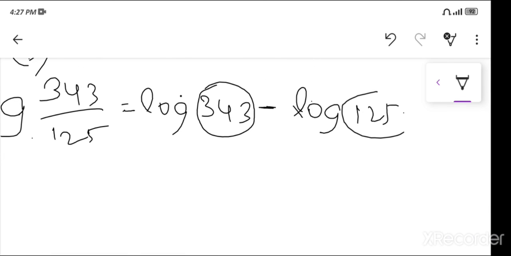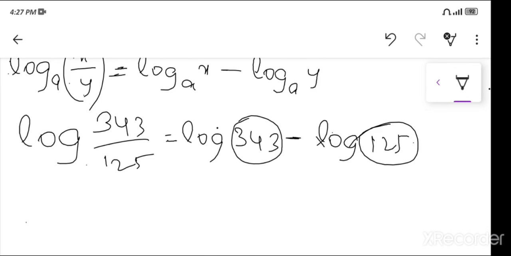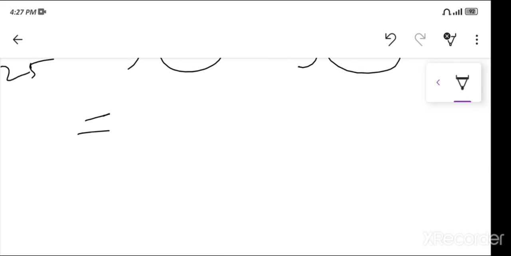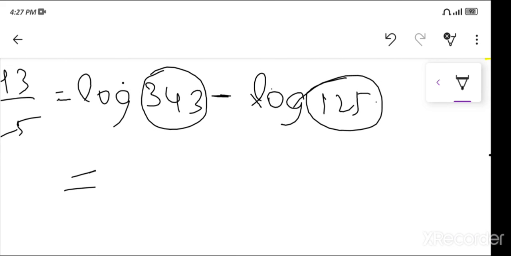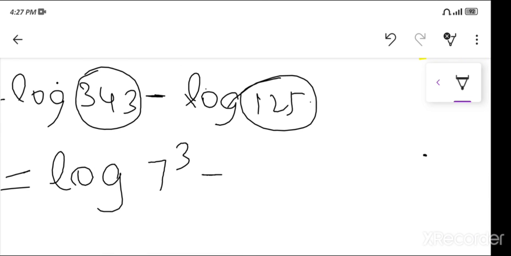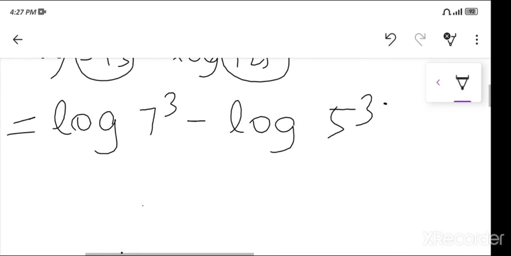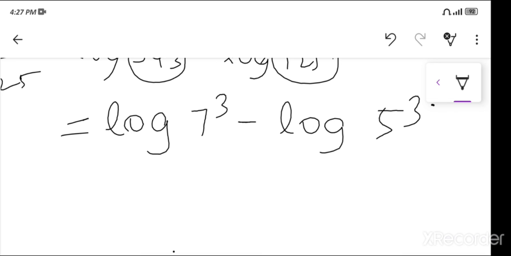Now you need to convert both numbers into powers. For that, I'm going to see which is a perfect cube. I can write it as 7 cube. I'm sorry if you can hear the background noise here. And you can write 125 as 5 cube. So both these numbers are perfect cubes.